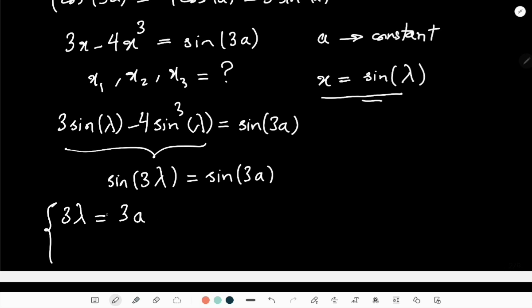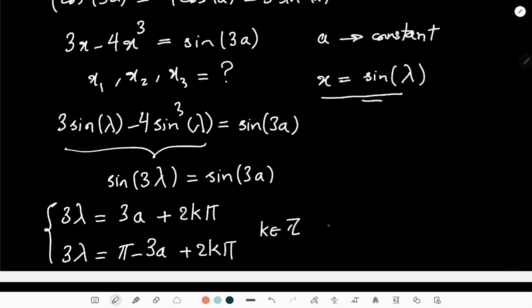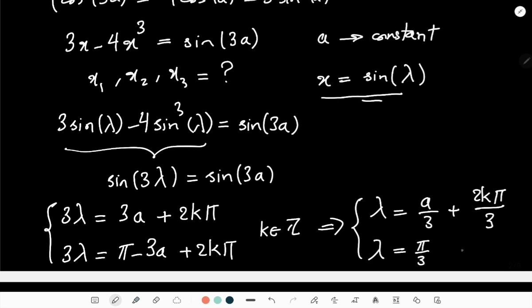And we know the answers for these equations are 3 lambda is equal to 3a plus 2 k pi, and 3 lambda is equal to pi minus 3a plus 2 k pi, and k is some integer, right? So this gives me basically lambda is equal to a over 3 plus 2 k pi over 3, or lambda is equal to pi over 3 minus a plus 2 k pi over 3, okay?